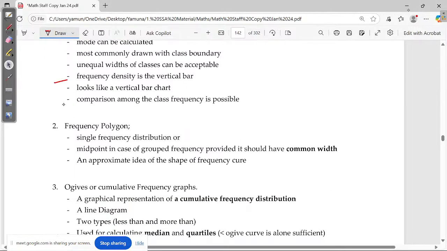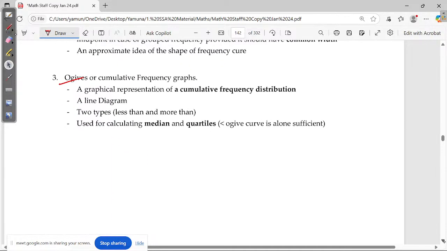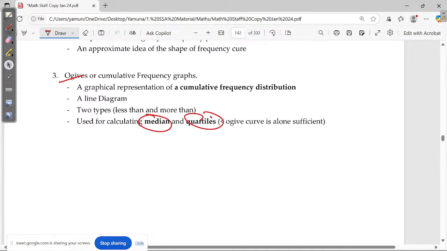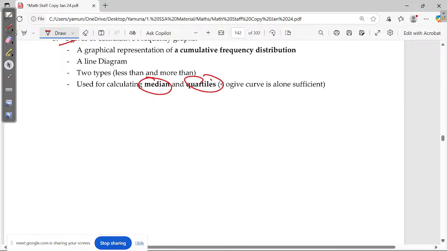This and all you can just have a glance. Frequency polygon, ogive curves, this and all I covered. Used for calculating medians and quartiles, you need not worry as of now. We'll discuss when we go for the next topic. We'll discuss in very detail.